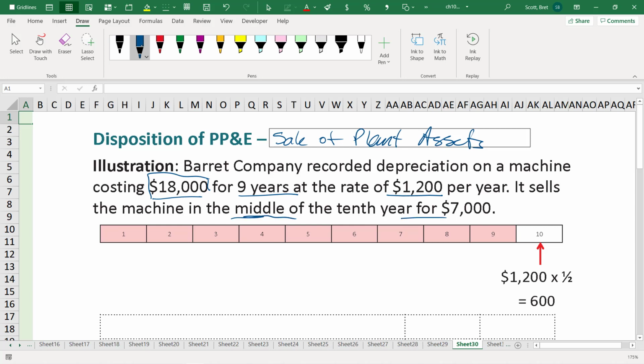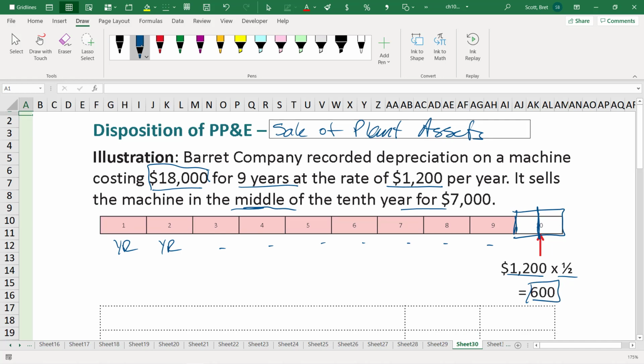As always, I recommend you take the time to draw this out in a timeline. So this is year 1, this is year 2, etc., 3, 4, 5, 6, 7, 8, 9 years. We're in year 10. This is where a lot of people tend to make a mistake on the homework problems and the test problems, so draw it out as much as possible. We're in the middle of the 10th year, so we're going to take $1,200, multiply it by 1/2, and that means we have depreciation of $600 that we have to catch up on.